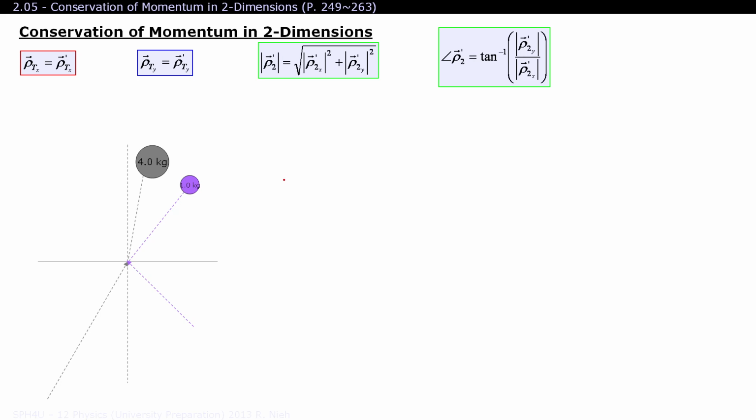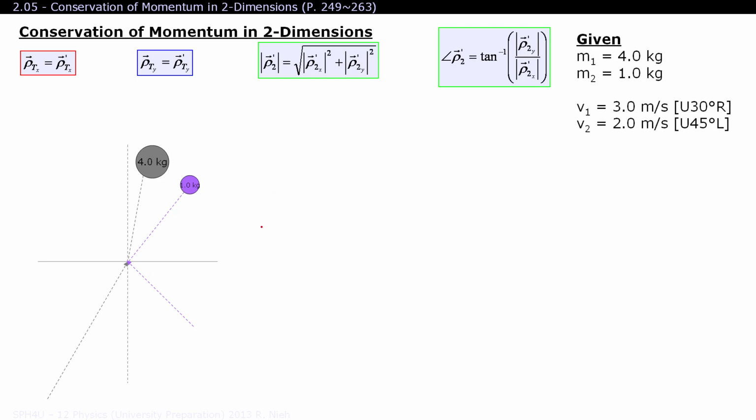All right, and just so that there's some numbers and context to this, how about I give you a set of givens? All right, so here are the initial velocities of object 1 and 2. And let's say that I've only given you the velocity of object number 1 after the collision. And the question is, what is the velocity of object number 2 after the collision? Give you a moment to solve it. You can play this video afterwards.